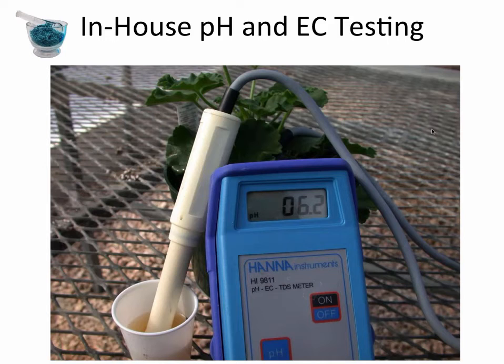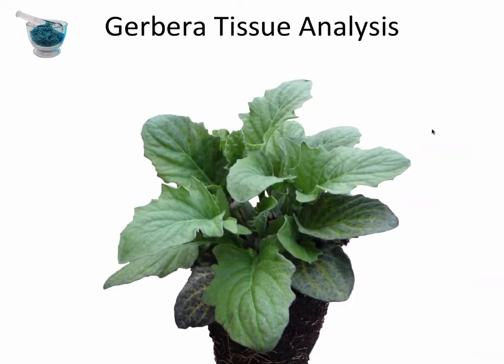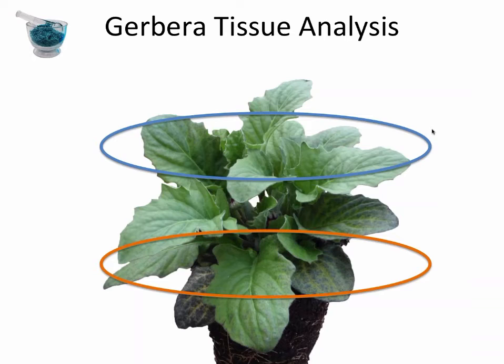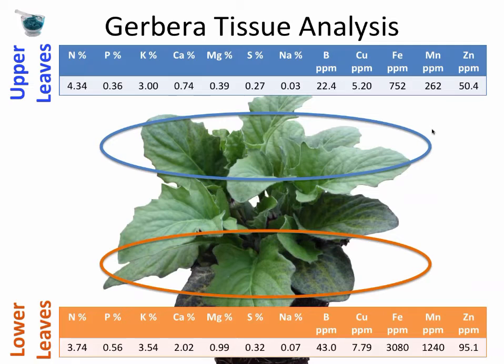So on the tissue analysis concept here, here's the plant of Gerbera. And like I said, we typically sample the most recently matured leaves. That is denoted by the blue circle on the top of the plant. But if you sample the lower leaves, that's where the symptomology is at. So let's look, in contrast, at what's going on with this. So here are the results of those two tissue samples.